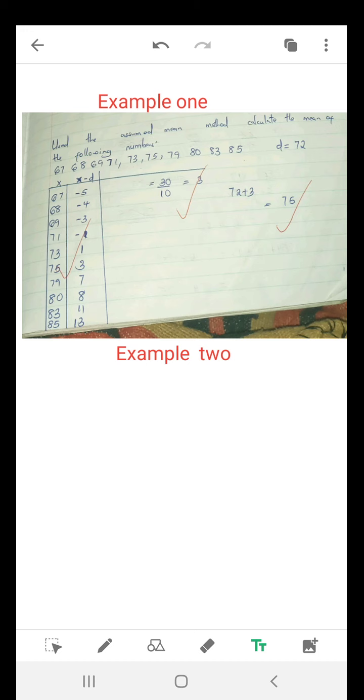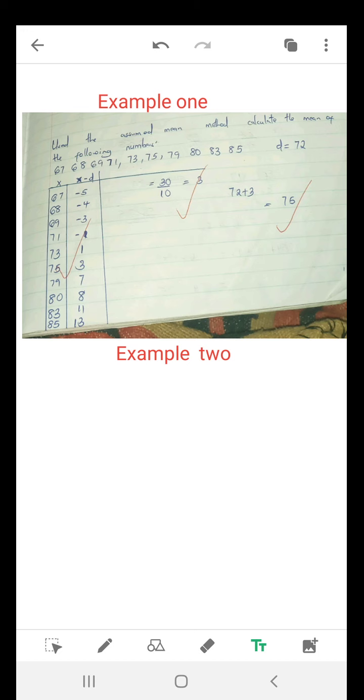So I know to get the mean, I have to get the summation of FD. So I have to multiply the frequency with the deviations. But here in our data, there is no frequency, or we know the frequency is the number of times a value occurs. So 67 only occurs once, so meaning it has a frequency of 1. So all my values have a frequency of 1. So no need of multiplying the deviations with the frequency. That's when we are given data with no frequency. So there's no need of getting the FD.